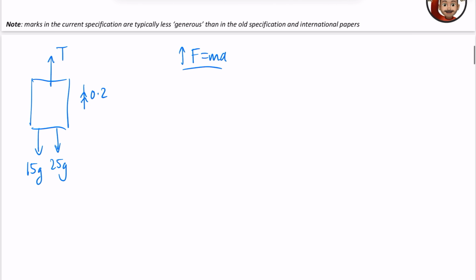So like I said, I always do F equals ma in the direction that it's moving in. It's just my way of making sure I always get the positives and negatives in the right place. So resolving the forces upwards, T is going upwards, 15g is going downwards, 25g is going downwards, and that's going to be equal to the total mass. The total mass is the 25 plus the 15, which is 40, multiplied by the acceleration.